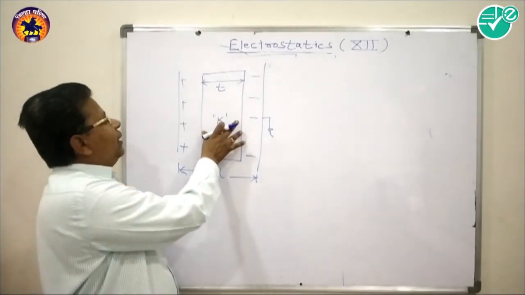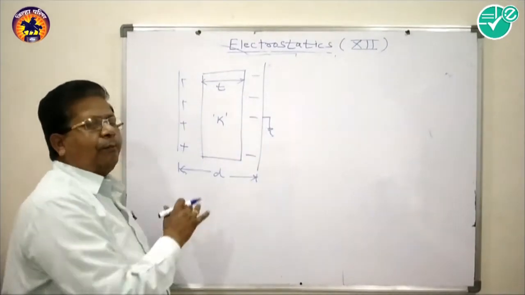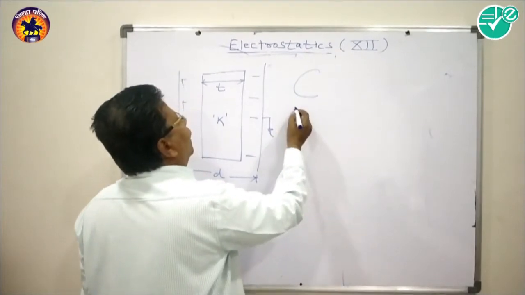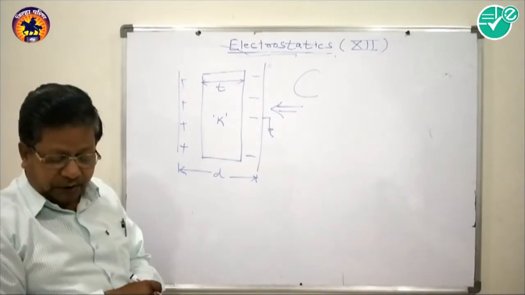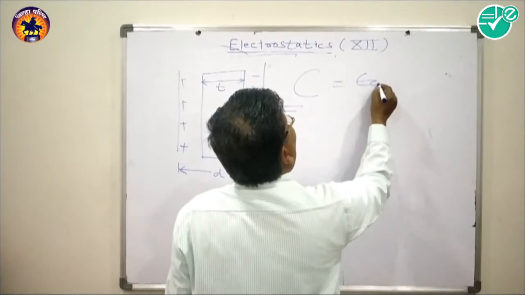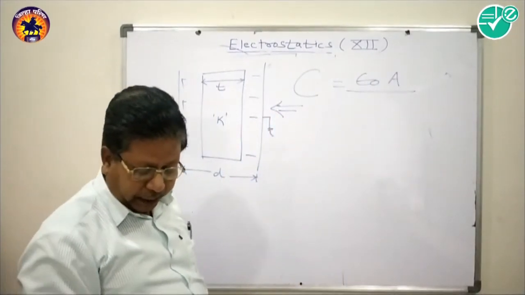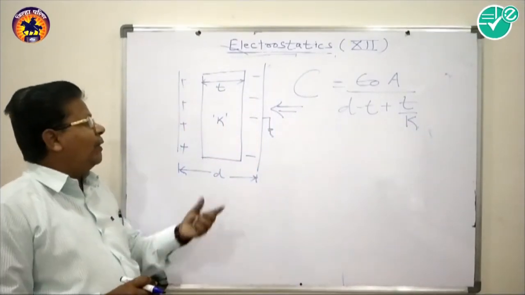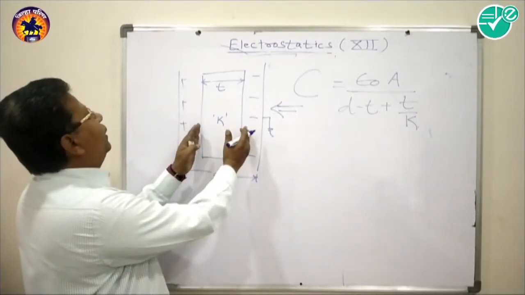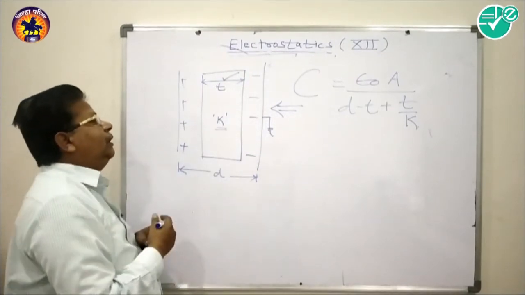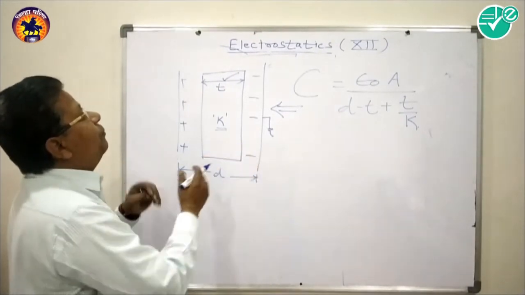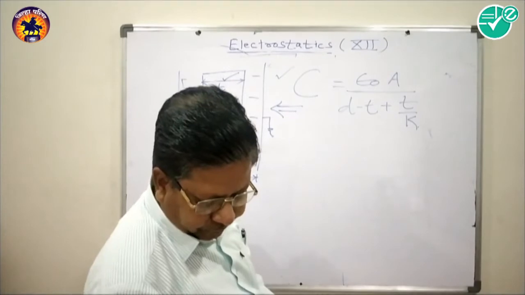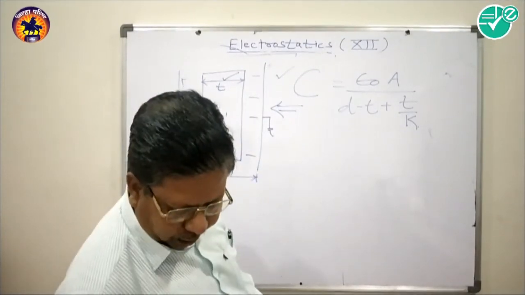So when a dielectric medium is inserted partially between the two plates of a parallel plate capacitor, then the value of capacity regarding this figure is given by the formula C is equal to epsilon 0 into A divided by D minus T plus T divided by K. So when a parallel plate capacitor is partially filled with a dielectric medium having thickness T, then the new capacitance of this combination is given by the formula C is equal to epsilon 0 A divided by D minus T plus T by K.